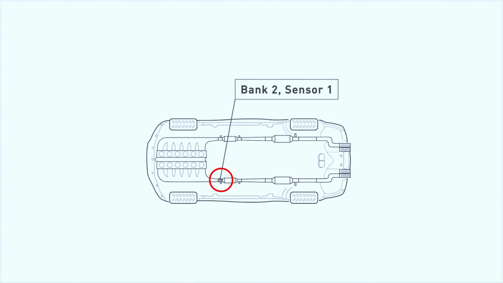This oxygen sensor is located right before the catalytic converter. Bank 2 is on the side with cylinder number 2. Sensor number 1 is usually the one in the exhaust manifold.